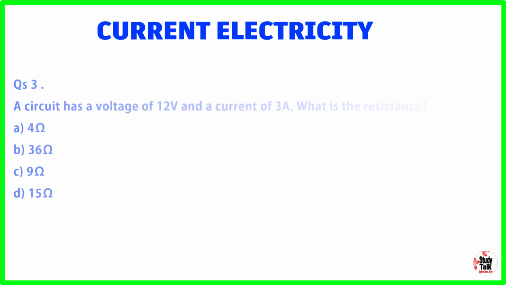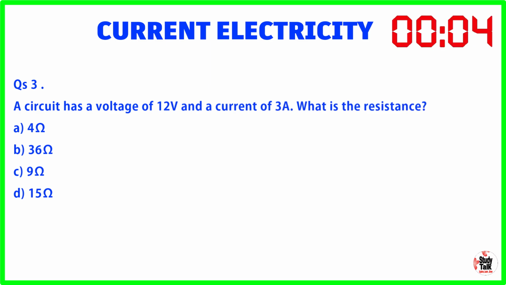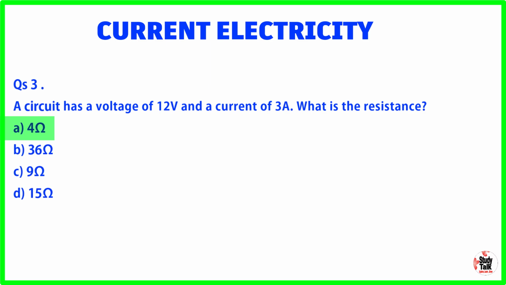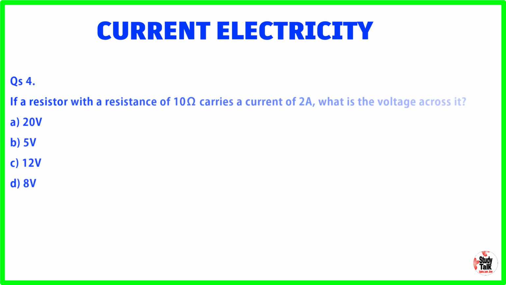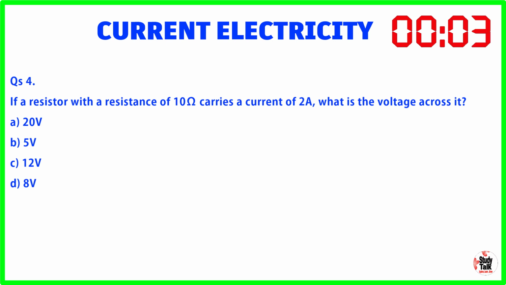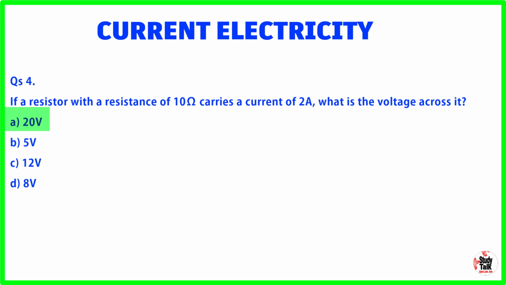A circuit has a voltage of 12 volt and a current of 3 ampere. What is the resistance? Four ohms. If a resistor with a resistance of 10 ohms carries a current of 2 ampere, what is the voltage across it? 20 volt.